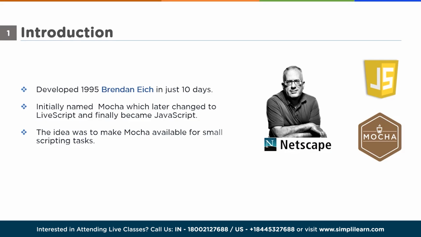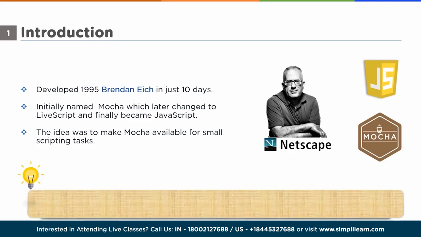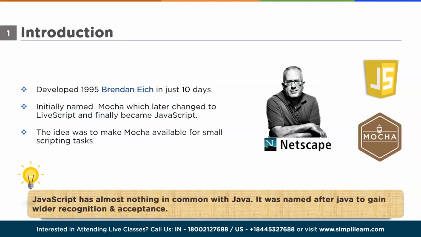Many of you get confused with Java and JavaScript. Let me clear it for you that both Java and JavaScript are different languages. They have almost nothing in common. Many people say that JavaScript was named after Java as a part of a marketing strategy to gain wider acceptance and recognition. In 1995, Java was a buzzword when JavaScript was developed. That's why they renamed JavaScript after Java.